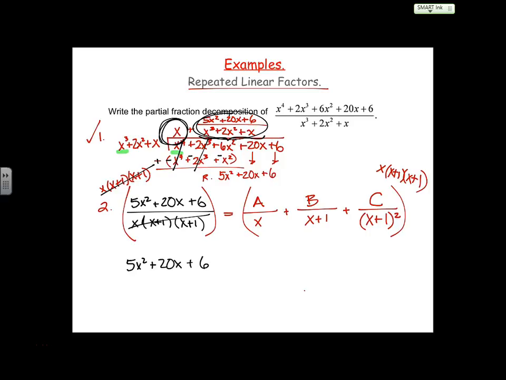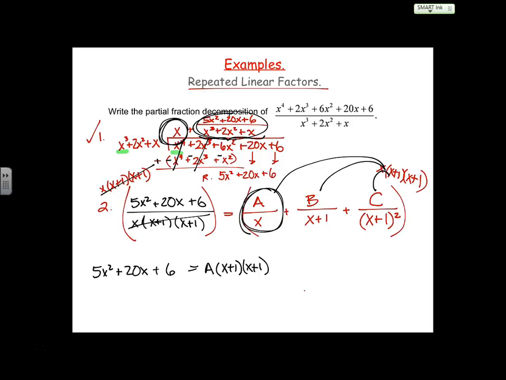On the right-hand side, I need to distribute. And as I distribute, do you guys remember the pattern? For A over x, who's going to cancel out? The x, and what's going to be left? A times the other guys. A times x plus 1 times x plus 1. If you want to write it as x plus 1 squared, that's great. I'm just trying to be super precise so that everyone can follow.